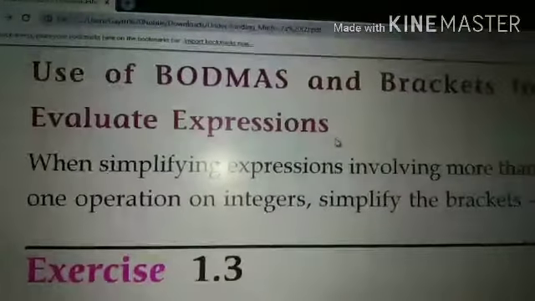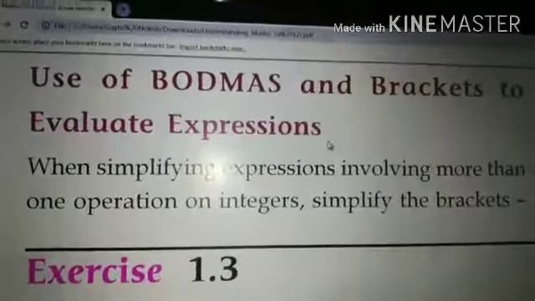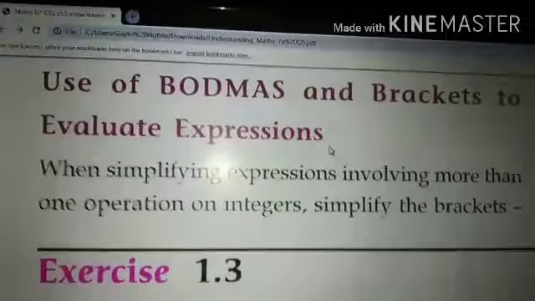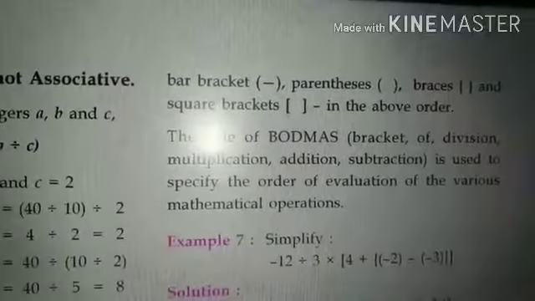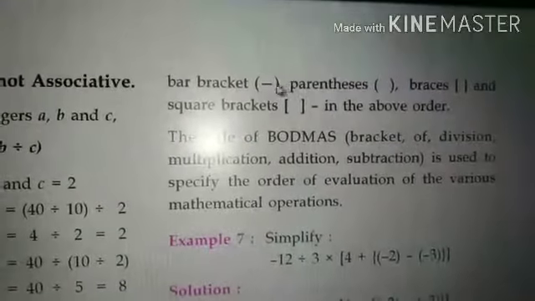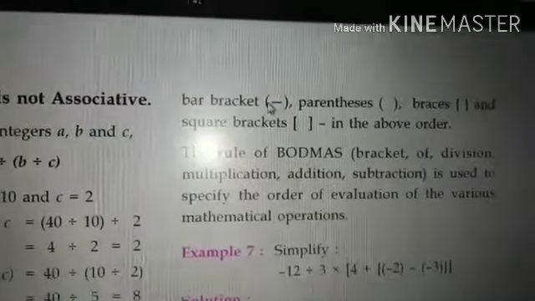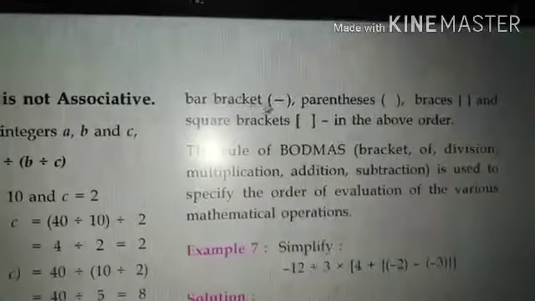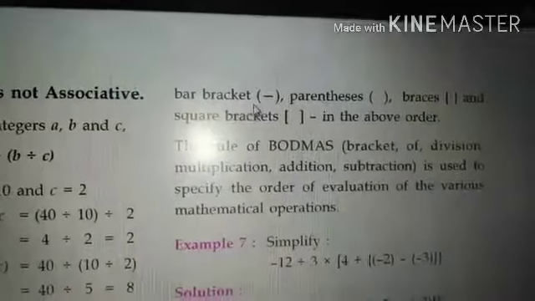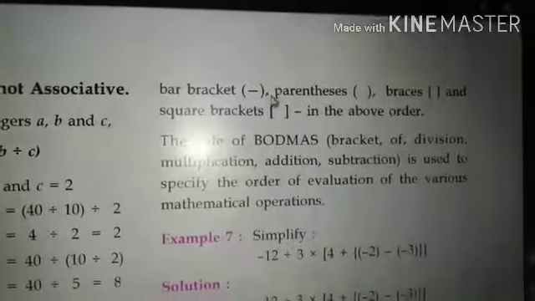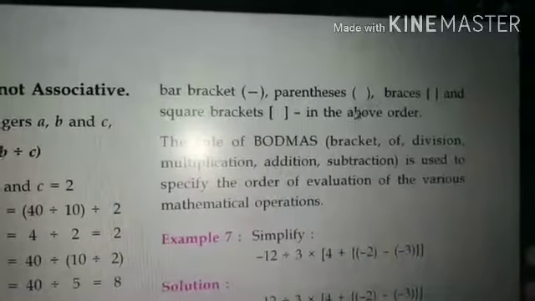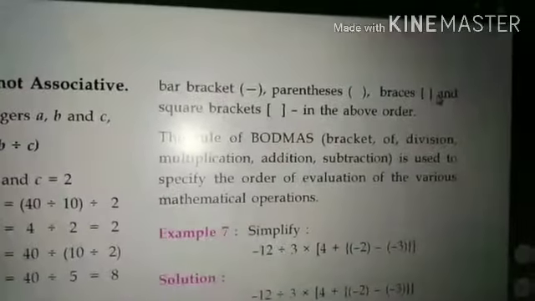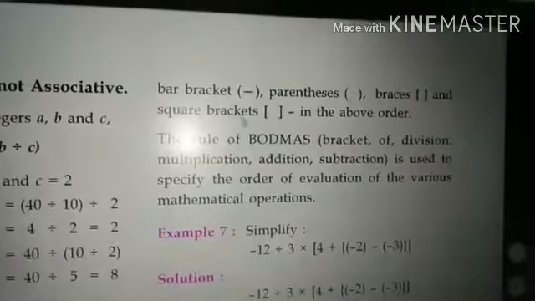First, what will you solve? First you solve the brackets. So let's see which type of brackets we have to solve first. Okay students, you can see here this line bracket, also called bar bracket. First you solve the bar bracket, then this small bracket, and then this curly bracket, and at the last you will solve the square bracket.